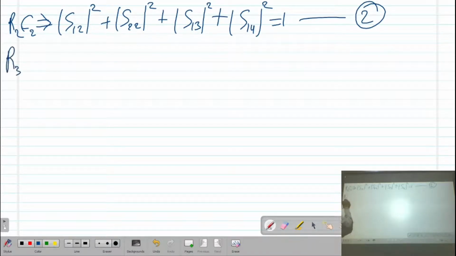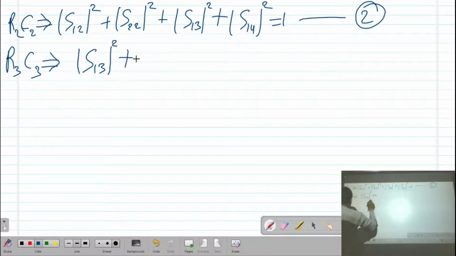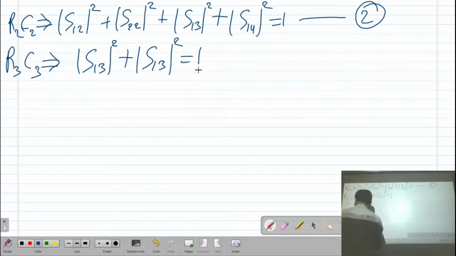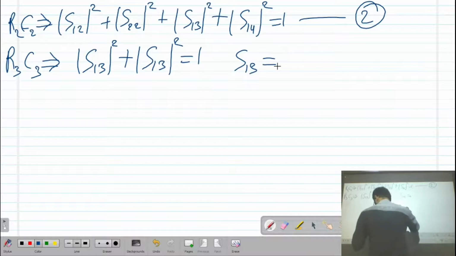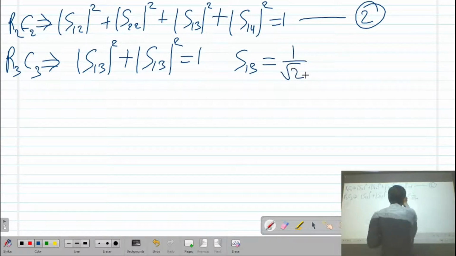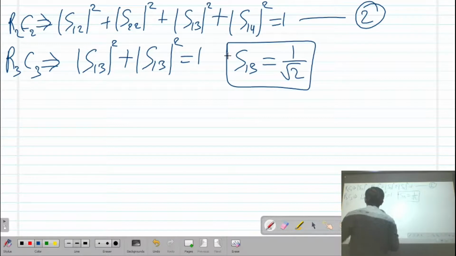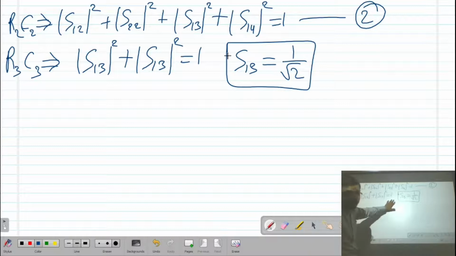Then you will have row 3, column 3. We will have S13 whole square plus S13 whole square is equal to 1. This will give us the S13 value is equal to 1 by root 2. This will be 2 S13 square; the 2 will go in the denominator, and the square will go on the other side, forming the root.